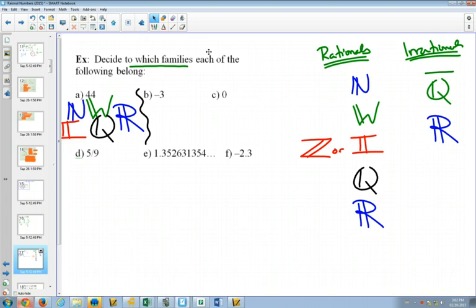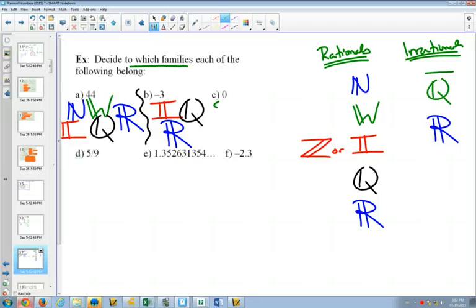Okay, second one, -3. Is that a rational number or irrational? It's rational because you can write it as a fraction. It's -3 over 1. Now, what is the smallest one in the rational families that it belongs to? The smallest one is an integer. So you pick integer, but then it's also a rational number and also a real number. R means real.